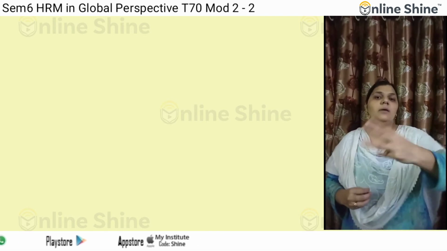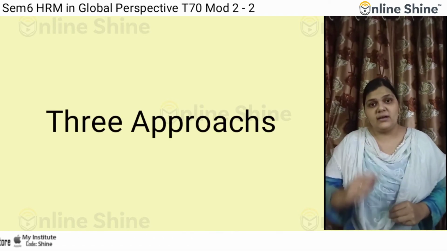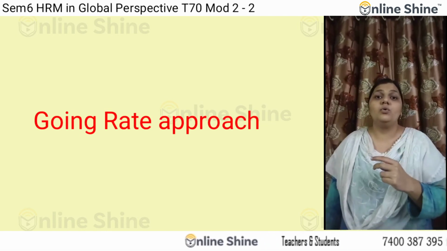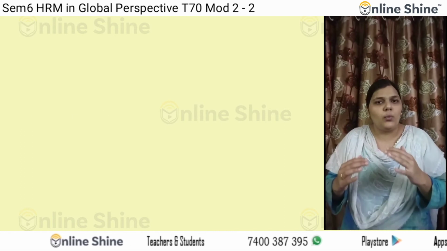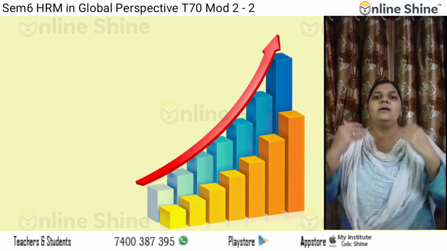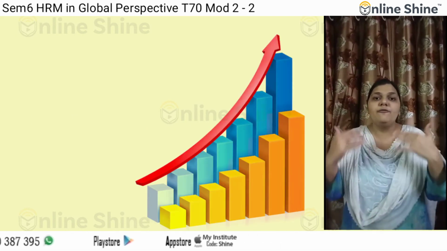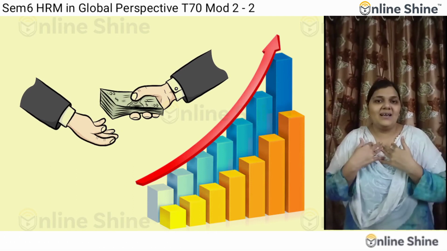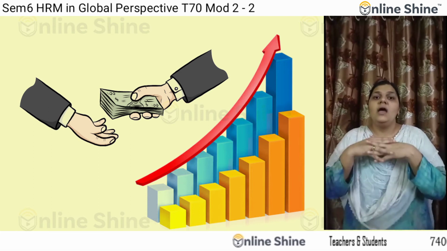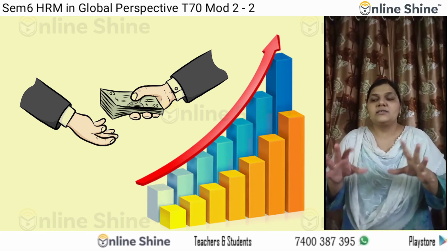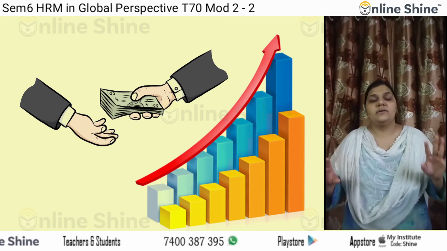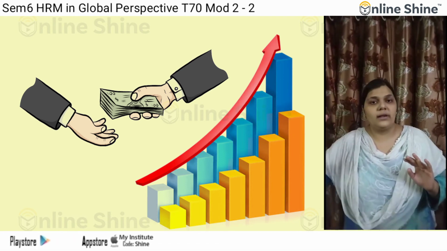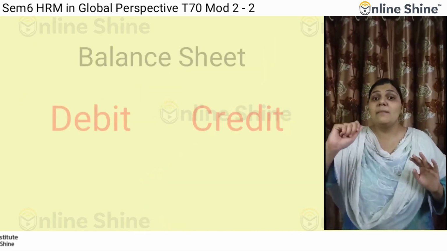The three approaches that you need to remember for writing in your exam are, first, the going rate approach. When I say going rate approach, I am saying it's a flow. Just remember, going rate is nothing but going on. So I pay you whatever is going on in the subsidiary country. I pay you exactly as per the amount that is to be paid for your position to an employee who is a localite.